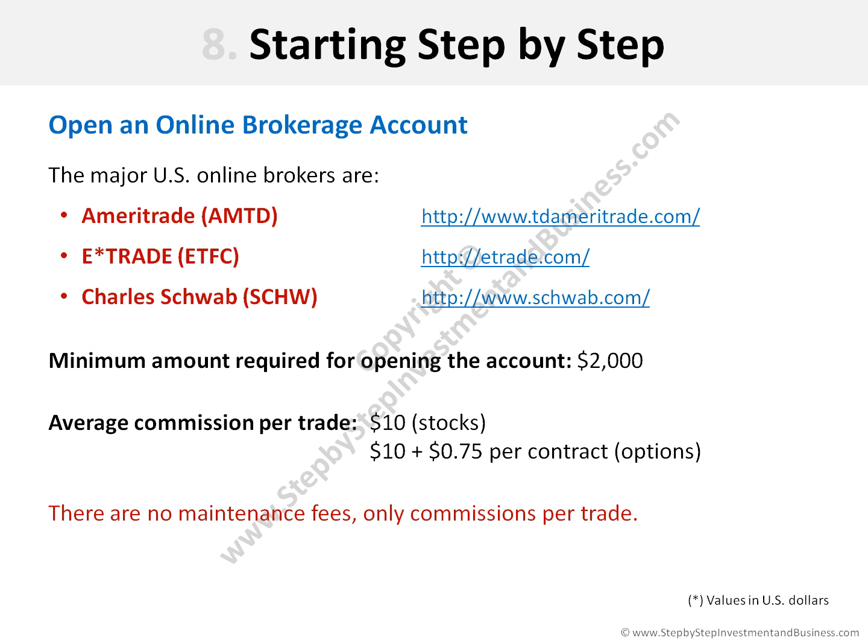Let's see the first step. Open an online brokerage account. The major online brokers in the United States are Ameritrade, whose symbol is AMTD, E-Trade, whose symbol is ETFC, and Charles Schwab, whose symbol is SCHW. Here we can see the web links of all of them.